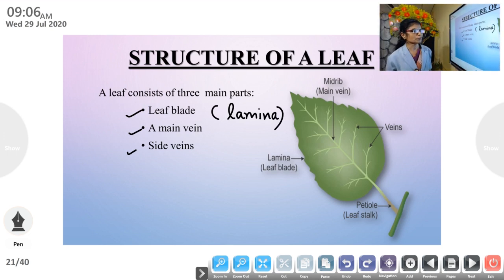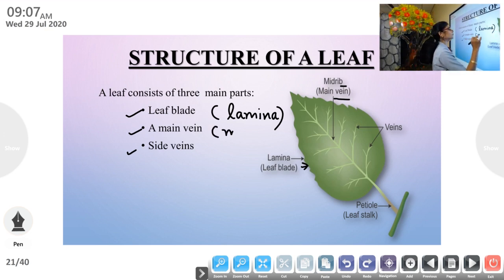Second one, main vein. This is the lamina. This is the broad part, lamina or leaf blade. Second one is main vein and side vein. This is the main vein. We can see a long tube-like structure at the center of a leaf. This is called main vein or midrib.